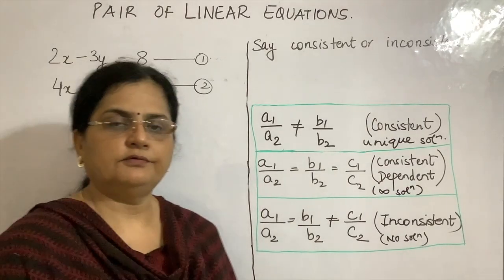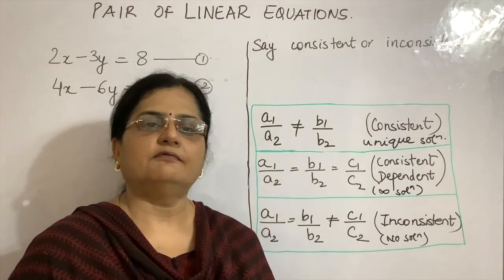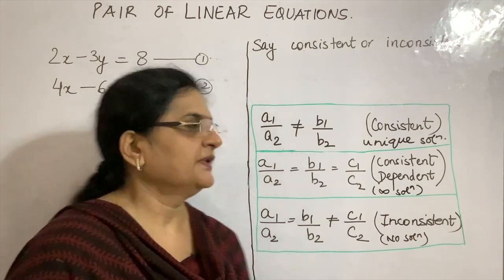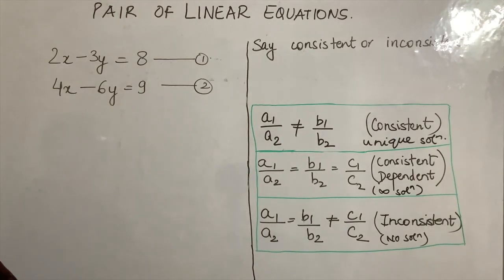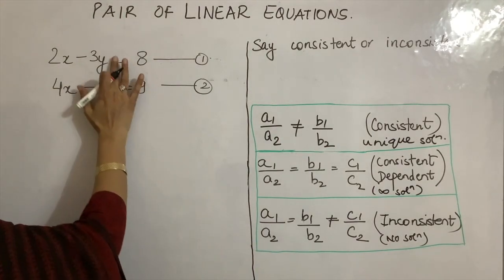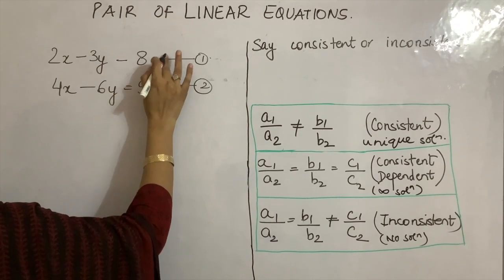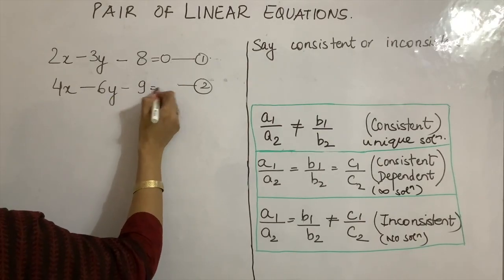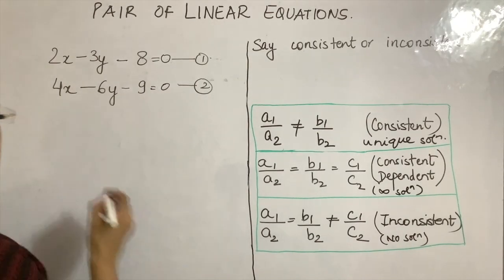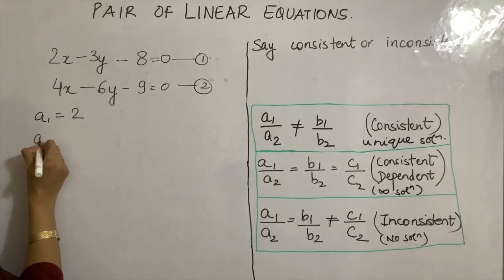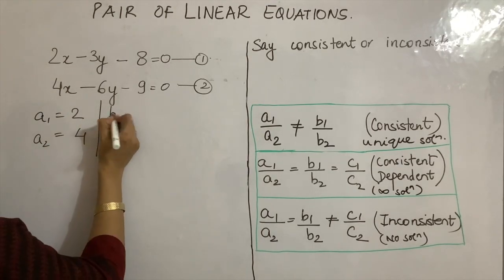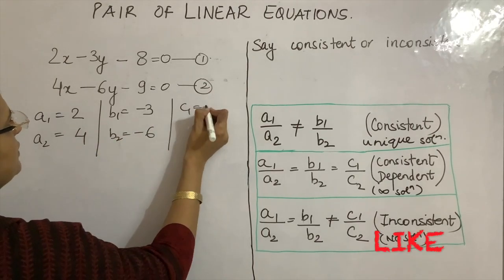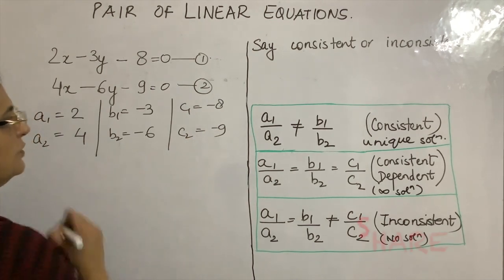Now this one, we'll do it really fast. And once you do it, you please put it in comments how many seconds you took to solve this question. Again, the problem says, say whether it is consistent or inconsistent. The first thing is transpose it to the left hand side. Right hand side should be equal to 0. Take this over here, minus 9. Right hand side is equal to 0. Now, A1 is 2. A2 is 4. B1 is minus 3. B2 is minus 6. C1 is minus 8. And C2 is equal to minus 9.